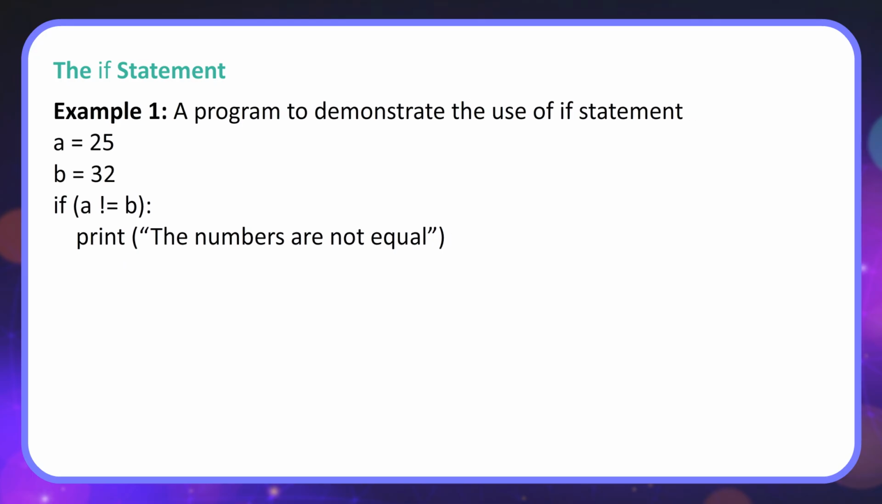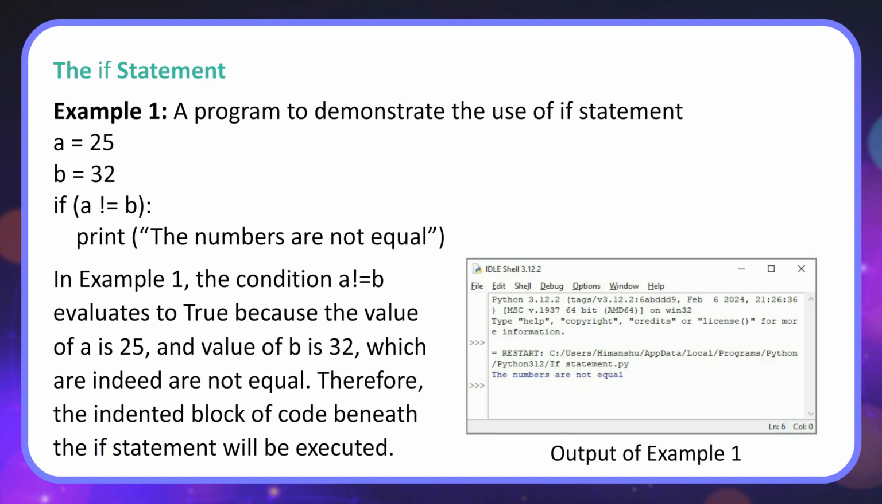Example 1. A program to demonstrate the use of if statement. A equals 25. B equals 32. If A not equal to B, print, the numbers are not equal. In example 1, the condition evaluates to true because the value of A is 25 and the value of B is 32, which are not equal. Therefore, the indented block of code beneath the if statement will be executed. Output of example 1.